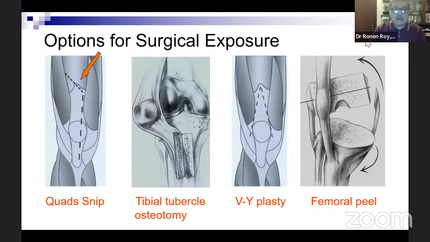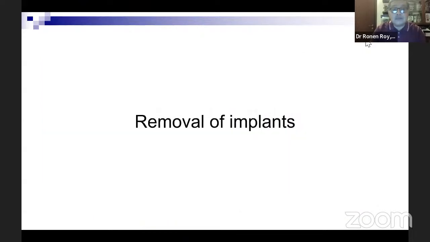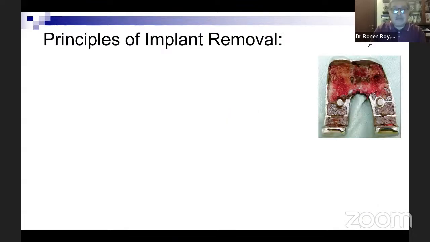If you want to extend it through a normal medial parapatellar, you can use a quadriceps snip. If you have an extremely tight knee, as we'll be seeing later on this evening, a tibial tubercle osteotomy is something that is useful. A VY-plasty can be done in difficult scenarios, but unfortunately, this leads to thinning and weakening of the quadriceps and is best avoided if possible. And the femoral peel has also been described, which Rajiv has, I've gathered, done a number of cases with extremely good results.